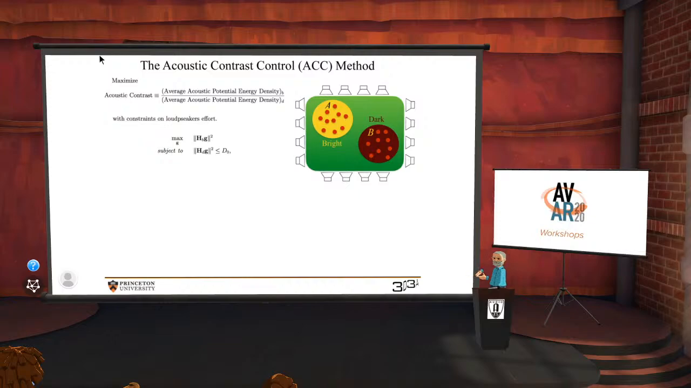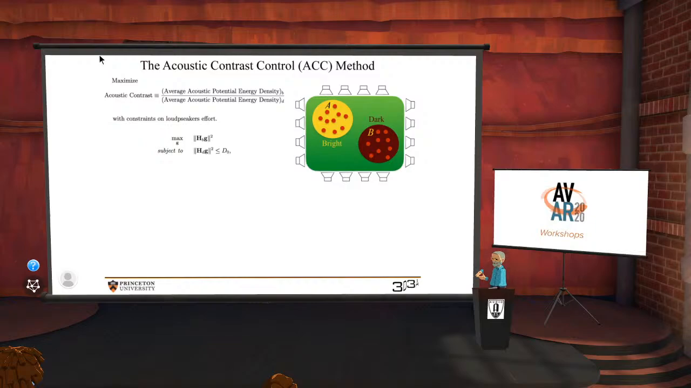So that boils it down to a classical optimization problem, which can be expressed as follows. So you want to maximize the norm, this is the L2 norm of the pressure, which is a measure of energy. So H times G, if you remember, will give you pressure. So the norm of it squared is a measure of the energy density. So you want to maximize this in the bright zone, there's a B in the subscript of H. So this is the transfer function for the bright zone, for all the control points in the bright zone.